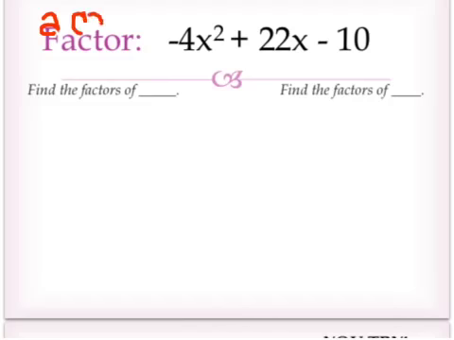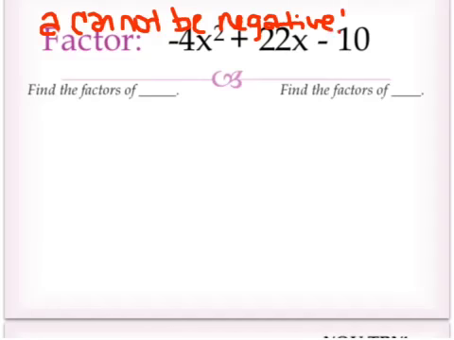A cannot be negative. Whoa. Holy bad writing, Batman. Okay? A cannot be negative, alright? Now when I'm talking about A, I'm talking about the coefficient of our quadratic term, our A in front of the x squared. So, I have to get rid of the negative.